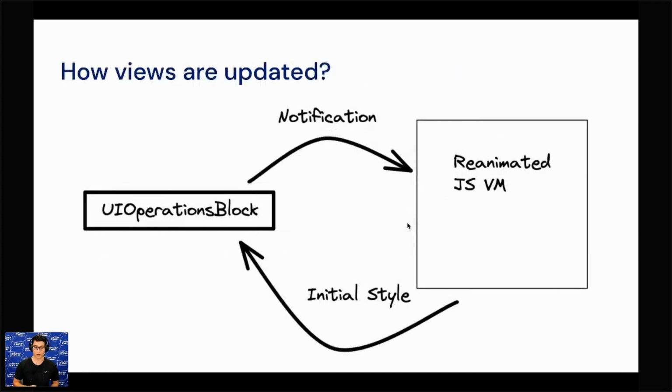And yeah, so how do we actually update the native views? So the first case is when the UI manager is changing or setting the new layout for the native view as one UI operation block. Then we are intercepting that layout and sending a notification to our Reanimated JavaScript virtual machine. And then your worklet is called right away. And then we are able to get initial state from you and apply to that native view as soon as possible. So it's actually happening before the next render.